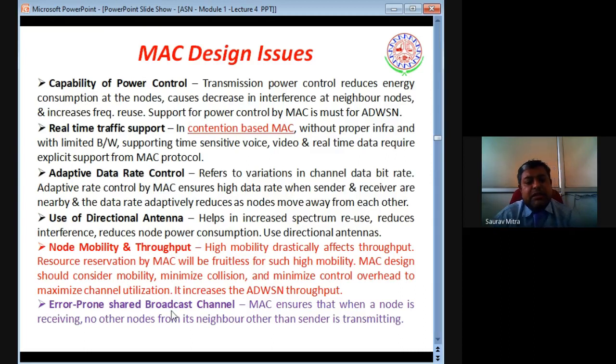An error prone shared broadcast channel. Whenever there is a channel, it will add some noise, it will add some bits, and it will add some erroneous message to the data. So MAC has to ensure that the error added to the data is as little as possible.